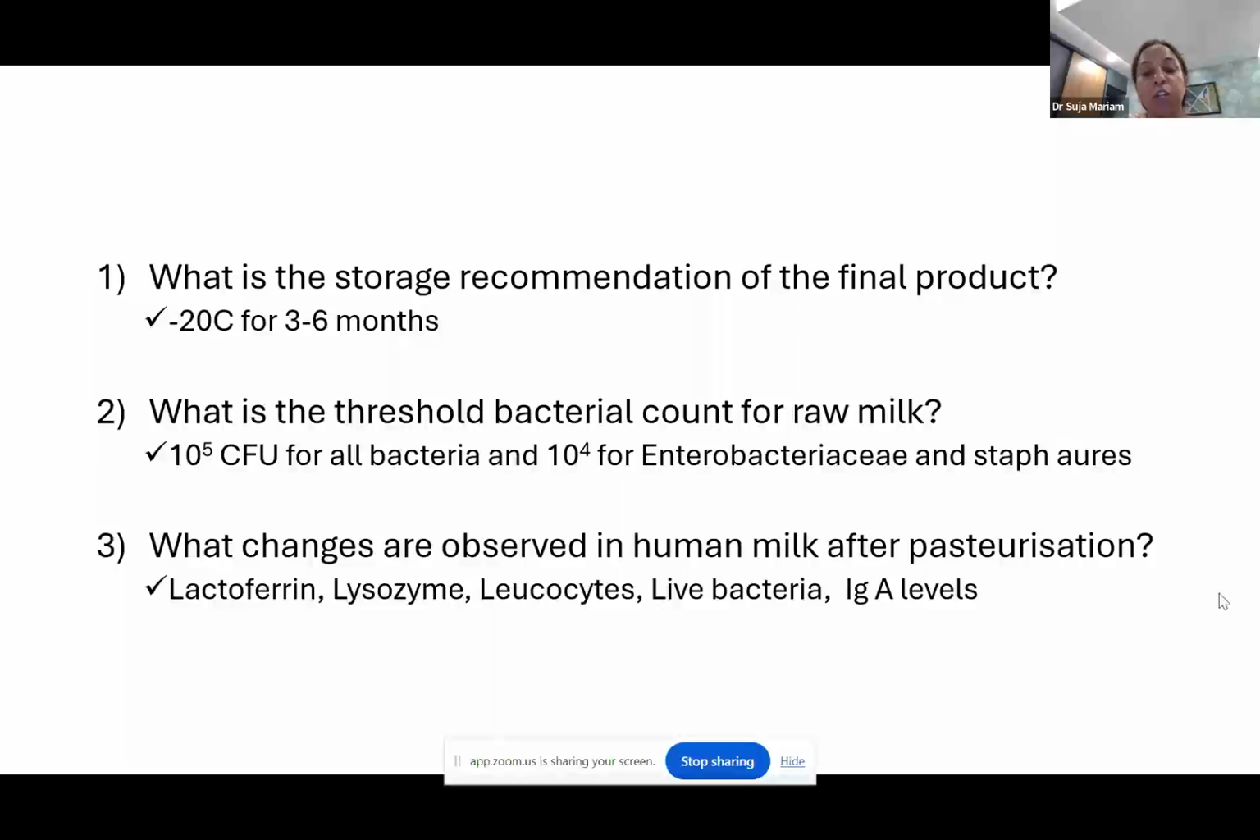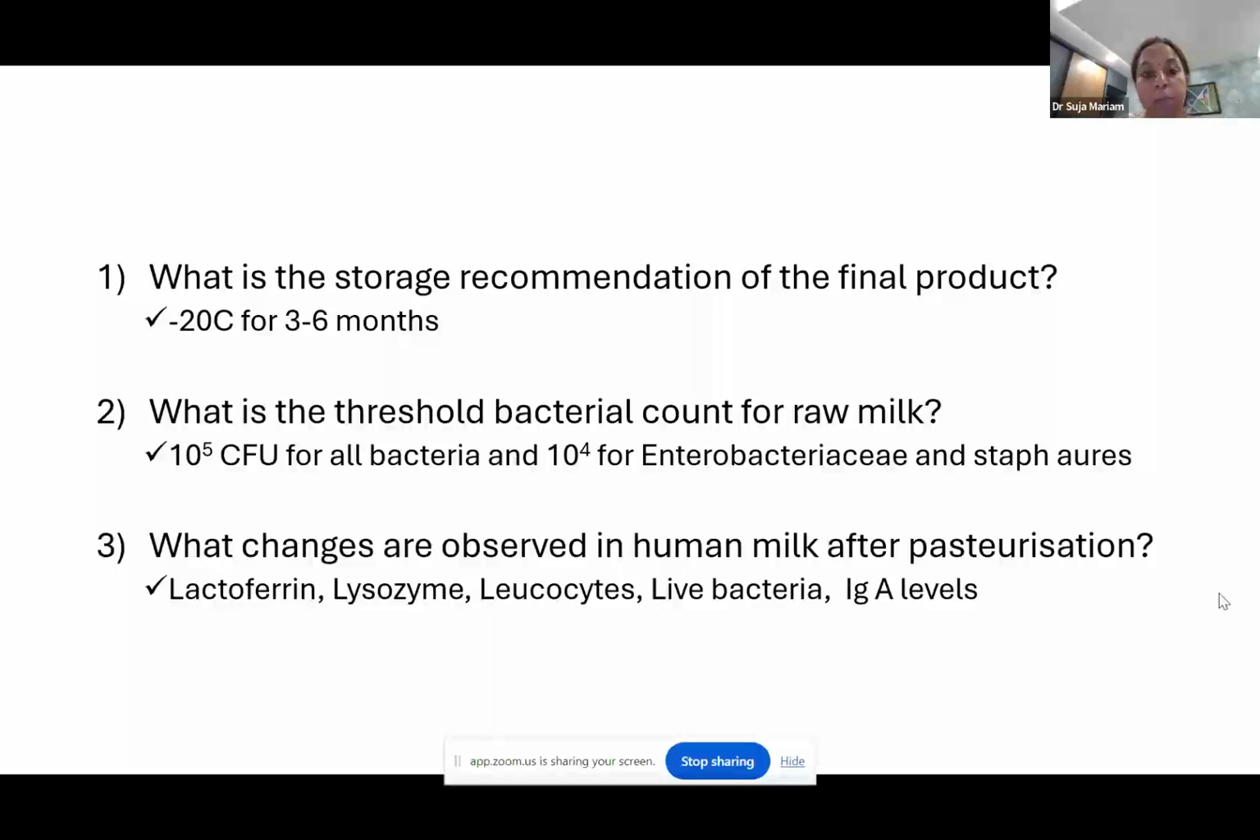Threshold bacterial count for raw milk. You see, after pasteurization, we don't want any bacteria in the milk at all. But if the raw milk has a lot of bacteria, the toxin will be in the milk anyway. So even if you pasteurize and your culture is coming out sterile, the toxin is going to cause problems to the baby. For that reason, you have a threshold for bacterial count for raw milk also. So you have to send the raw milk for testing. And if the test report says this raw milk has more than this number of bacteria, you have to discard the entire batch of milk. For that, it is 10 to the power of 5 colony forming units for all bacteria. And if it is Enterobacteriaceae or Staphylococcus aureus, it is 10 to the power of 4.